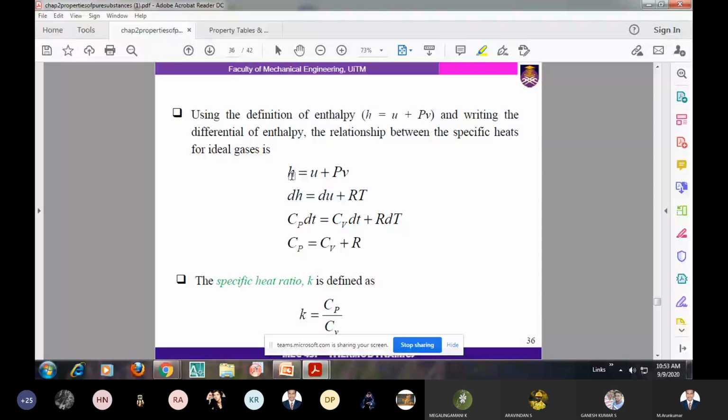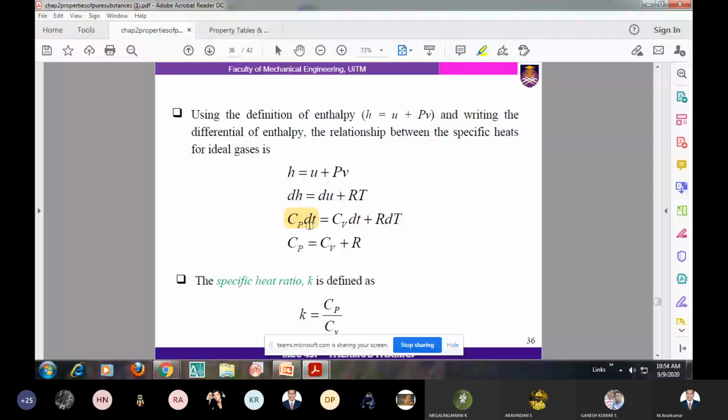If you differentiate this, we can have dH equal to dU plus d(PV), where PV is equal to RT. If you differentiate RT, you get R into dT. So we have dH equal to dU plus R dT. This dH can be replaced as Cp dT, because Cp is equal to dH by dT.